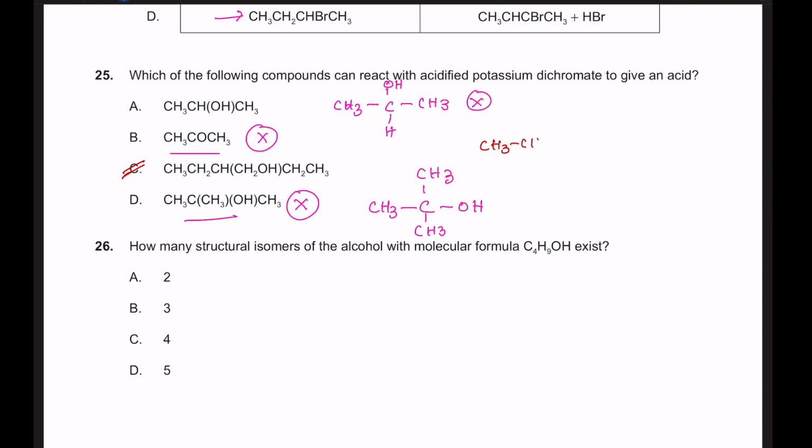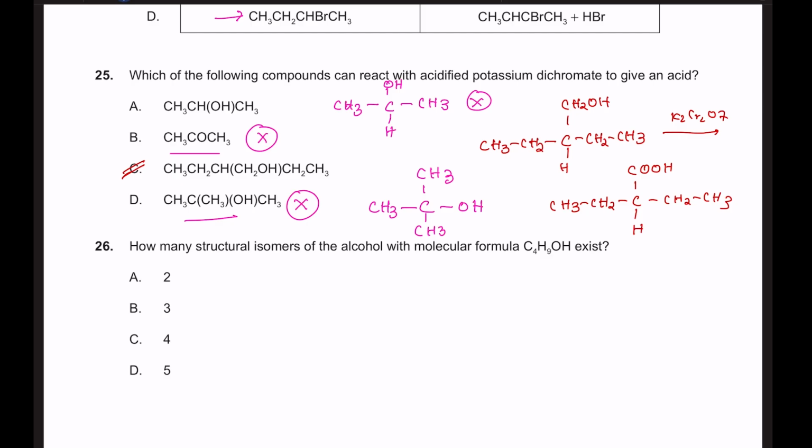So CH3, CH2, C, CH2, OH, H, CH2, CH3. This is the compound. If I put K2Cr2O7, this is a primary alcohol, because this carbon is connected to one other carbon atom. As it's primary, if I put K2Cr2O7, it will get converted to carboxylic acid. That's it. The answer to 25 should be C.